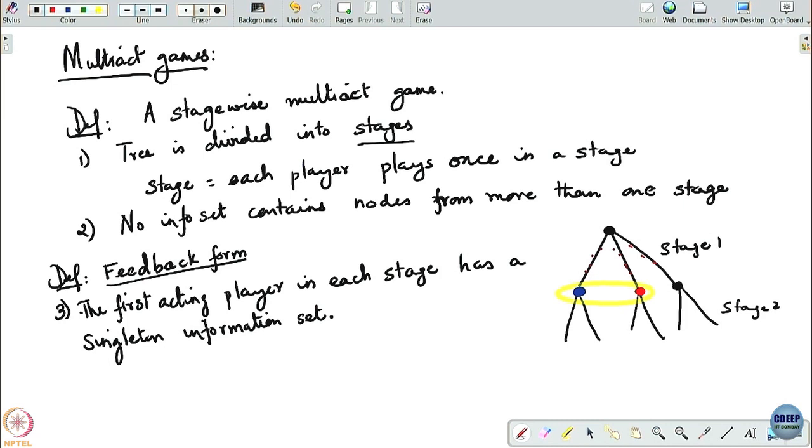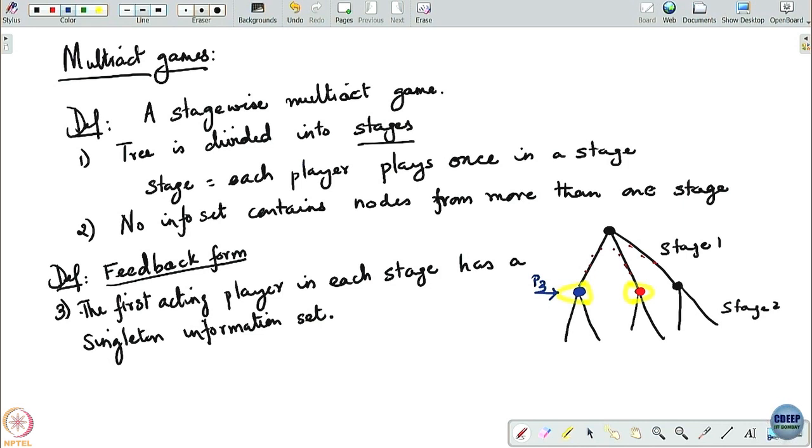So in stage 1, each player plays once. Stage 2, each player plays once. Now, the first acting player of stage 2 should start with a singleton information set. Okay, this is one requirement. There are more requirements also. Now, if these are singleton information sets, what this means is that the first acting player, suppose this is player 3 who starts in this stage 2, now knows that this is where the game started from. This blue node is where stage 2 has started.